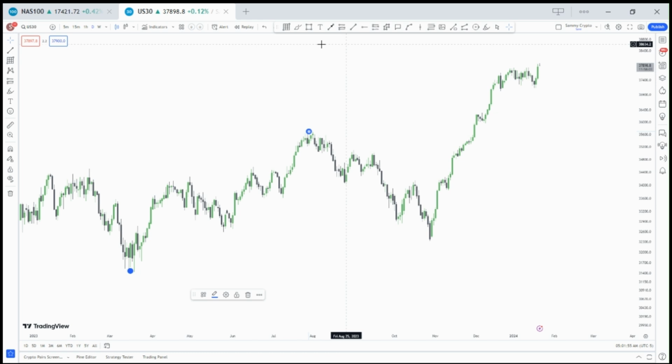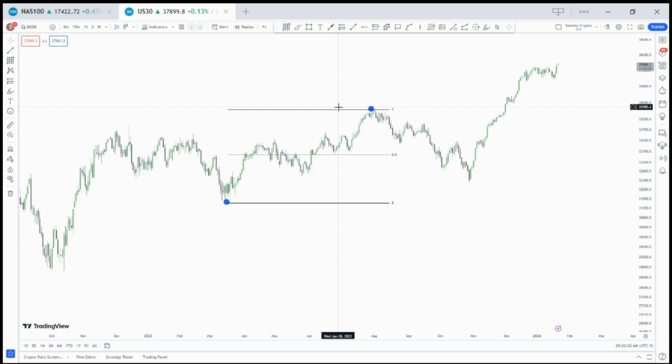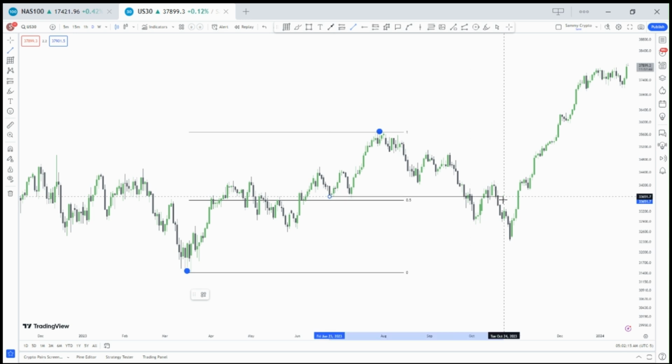Now, first you want to find out your range. So this is our range. You can use the Fibonacci tool or the Gambox tool. And where is our internal liquidity? So first we have our internal liquidity here, relative equal lows. Of course, we also have an internal liquidity here.